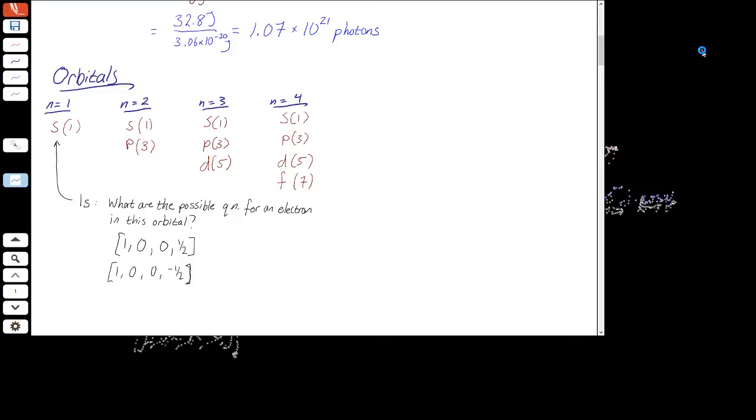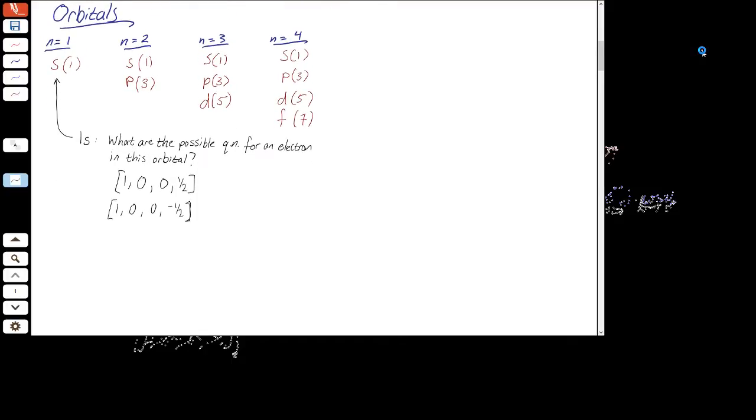You can do it however you want to express it. There's no official notation for doing this. I just wanted to show that there's 2 possible sets of quantum numbers. All right. So using a principle called the Pauli exclusion principle, we can make some conclusions about what's going on with the electrons in the 1s orbital.